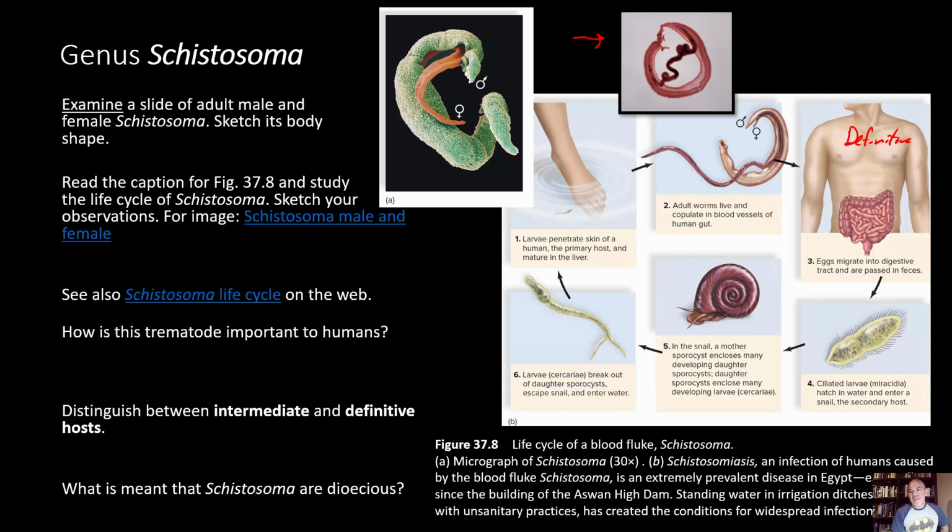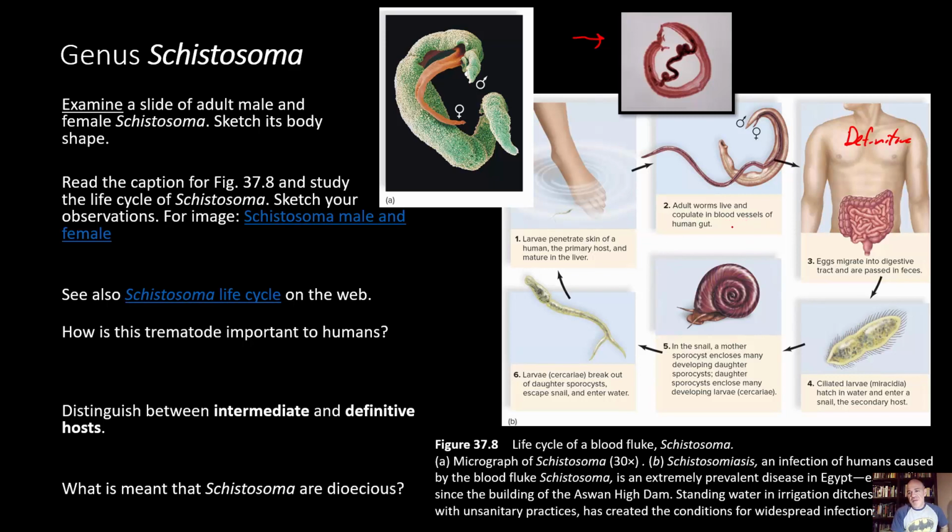Okay, so the adults live within the human. These are called blood flukes, by the way, because they associate with blood vessels, and they may be associated with blood vessels of the urinary bladder, where they can create a lot of bleeding. You get blood in your urine. Another species may be in another organ, say the small intestine. It depends on the species, but they're associated with those blood vessels.